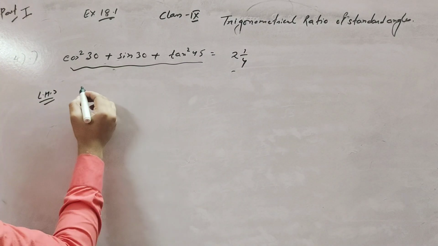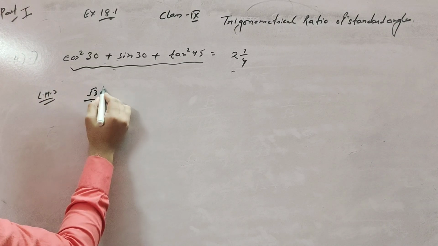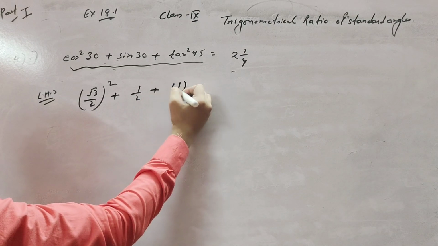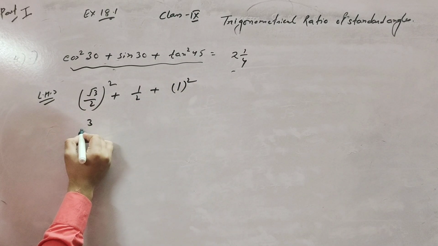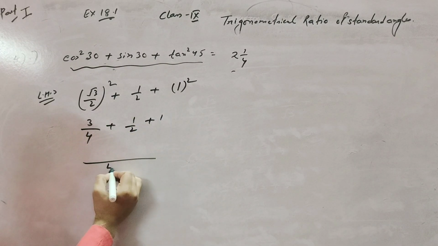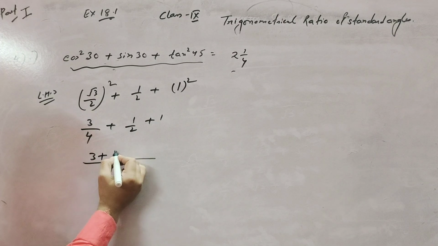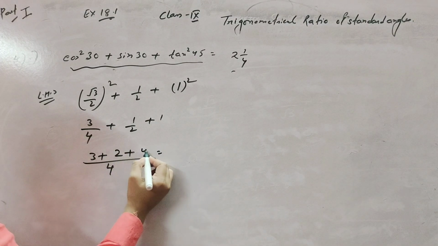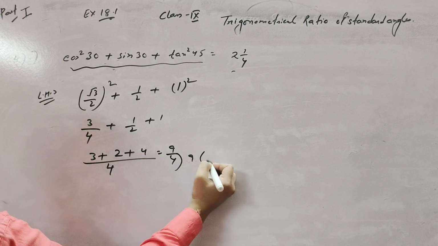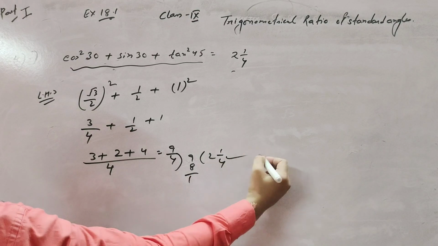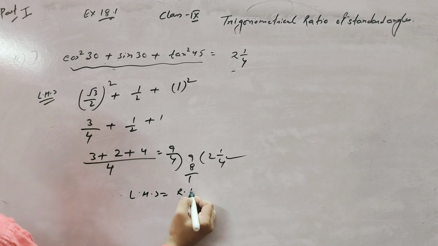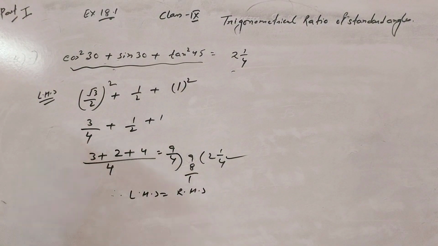Cos square 30, that is root 3 by 2 square, sine 30 is 1 by 2, tan square 45 is 1 square. So root 3 square is 3 and 2 square is 4, 1 by 2 plus 1. So 4, 3, 2 plus 4, that is 9 by 4. So 9 by 4, that is 2 1 by 4. You see our LHS equals, therefore LHS equals RHS. Done.